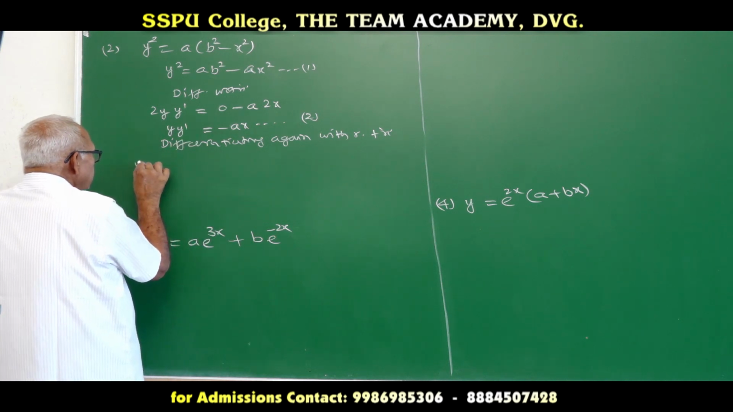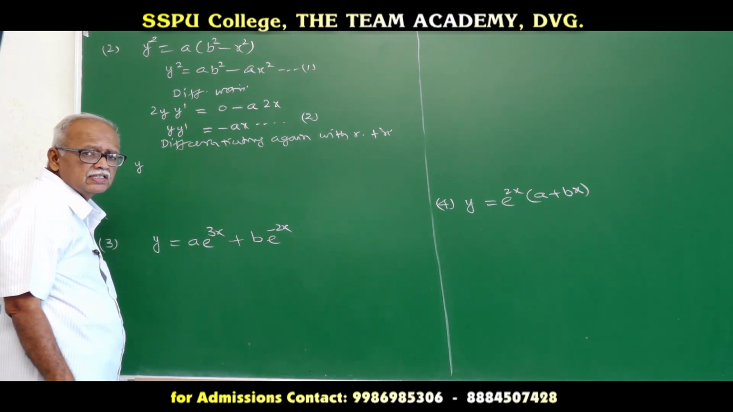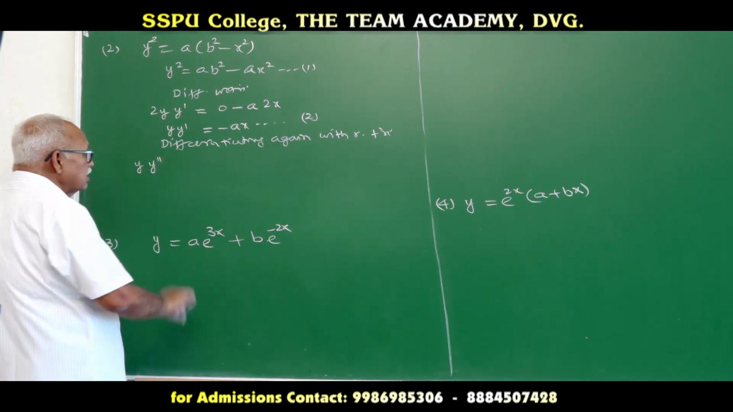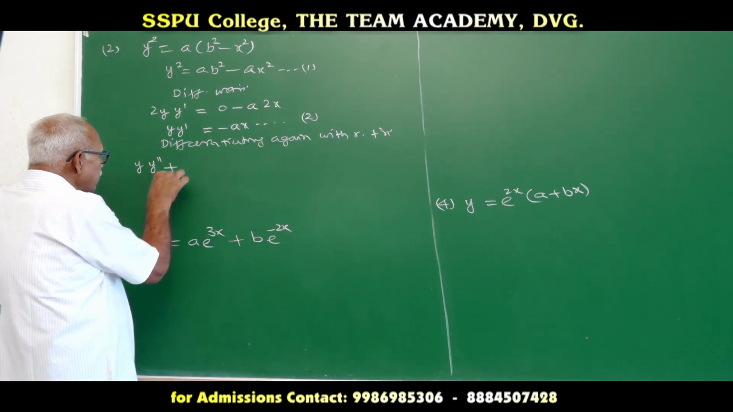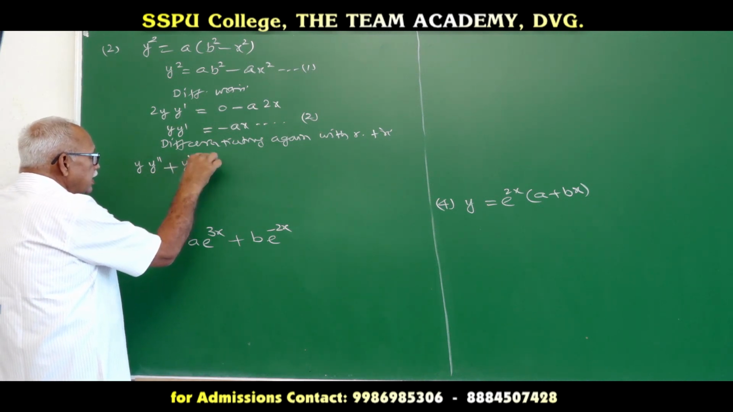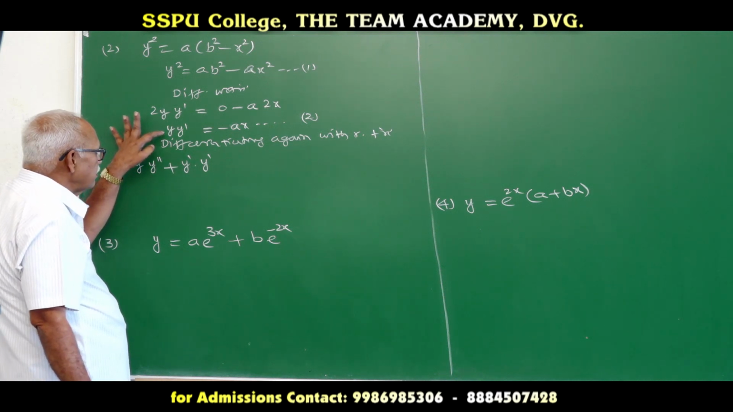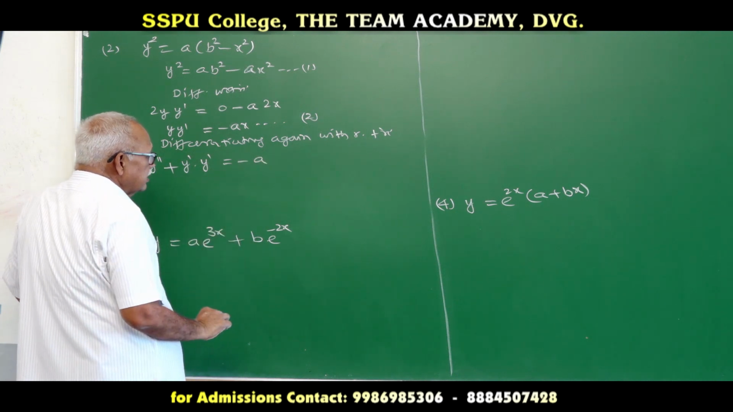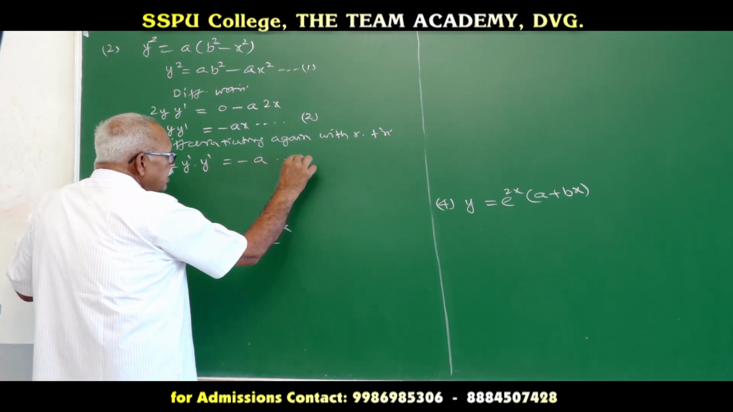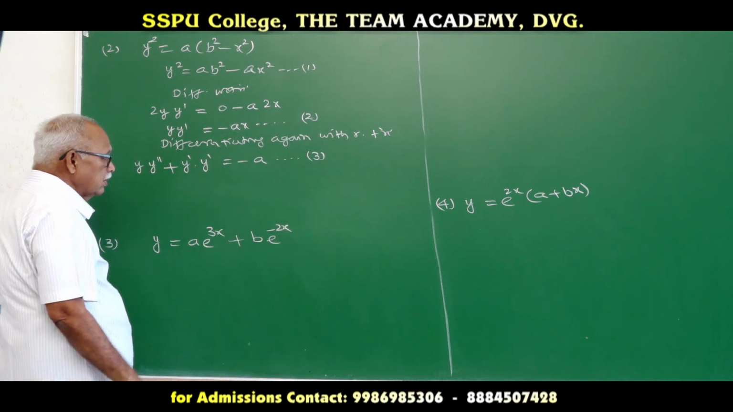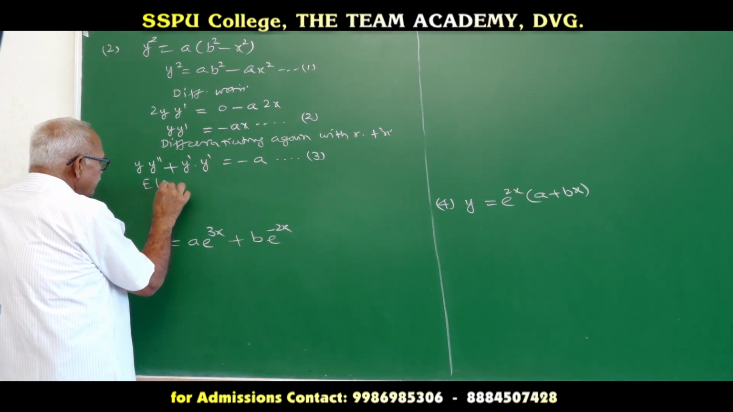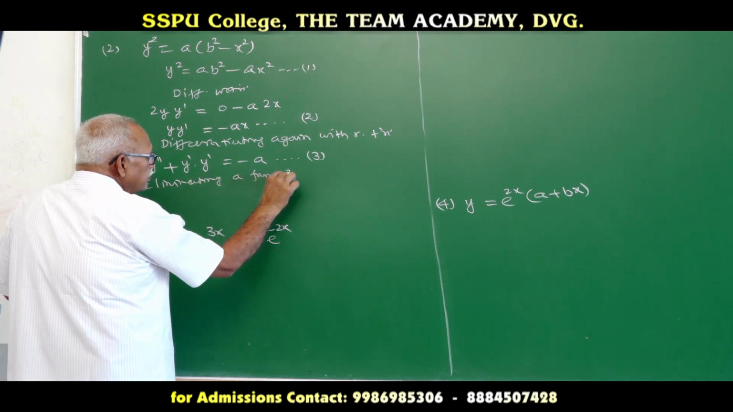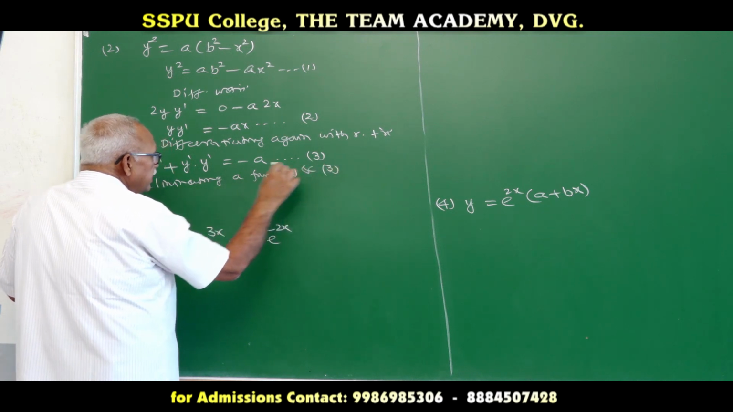How to differentiate y y dash? You see, y is the first function, y dash is the second function. Differentiation of y dash is y2 dash, plus, product rule we are using, y dash into y dash, because differentiation of y is again y dash. This is equal to minus a. So this is the third differential equation. So eliminating a from 2 and 3.